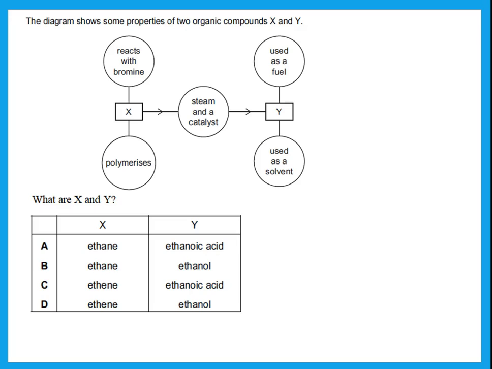What are X and Y? He said X is something that reacts with bromine and forms polymer. So X is ethene. Remember, the one that forms polymer is the ene. So my answer is C or D. Y, he says Y is used as a fuel and used as a solvent. So that should be ethanol.